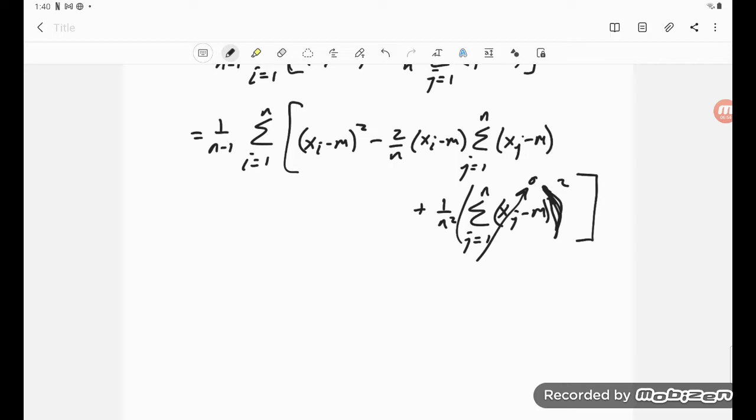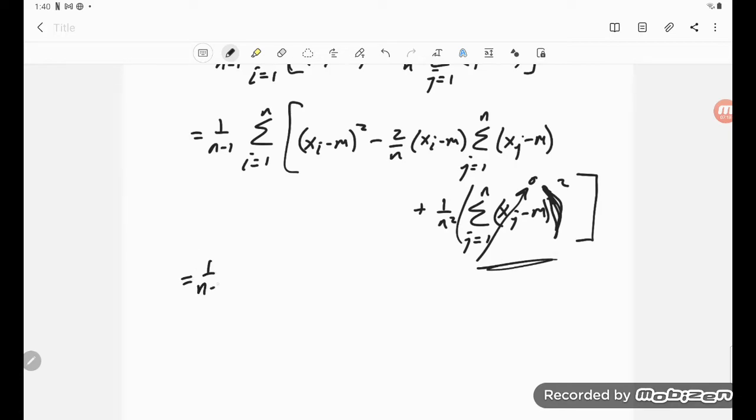But the problem is if we just do that, we don't quite get to what we want. But recognizing that we have that sum of xj minus m, and that's just 0, I'm going to take one of them and make it 0. So I've got this term that I'm just going to ignore now.